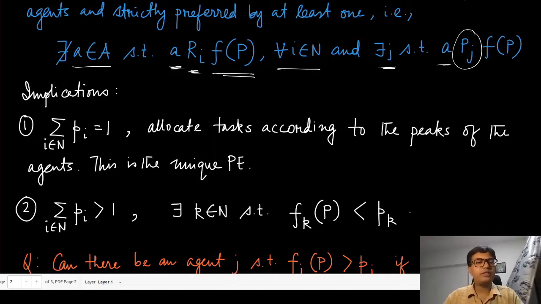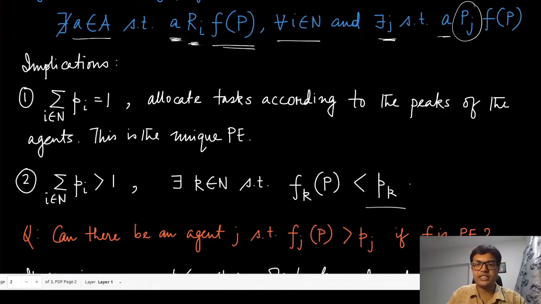Now, what happens if the sum of these peaks is more than 1? That means if we try to allocate the tasks such that everybody gets their peak, then we will be over-allocating. The sum of the allocated tasks will be more than 1, which is not possible. So then there must be one agent who gets less than its peak. The allocation is less than its peak.